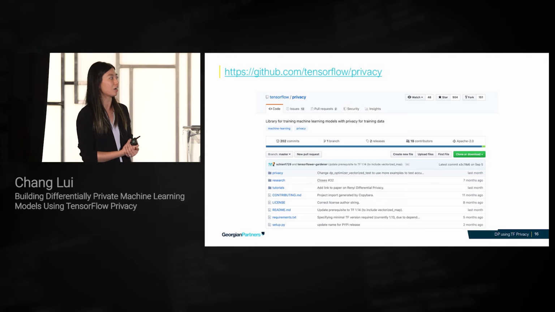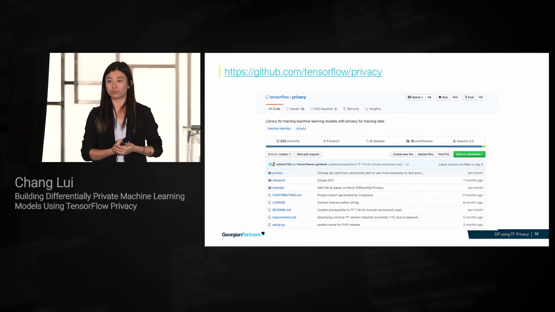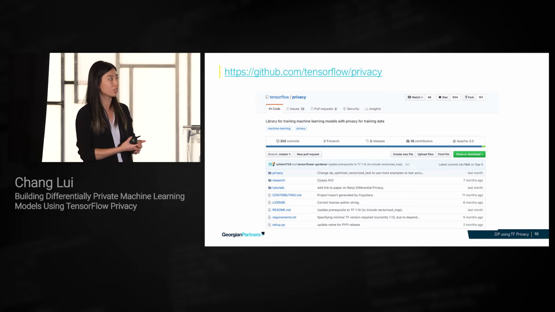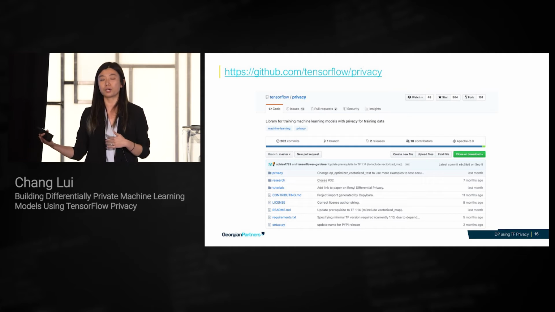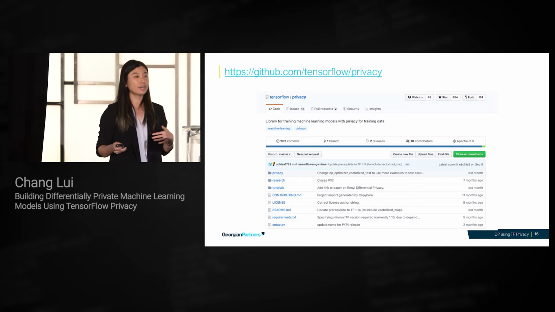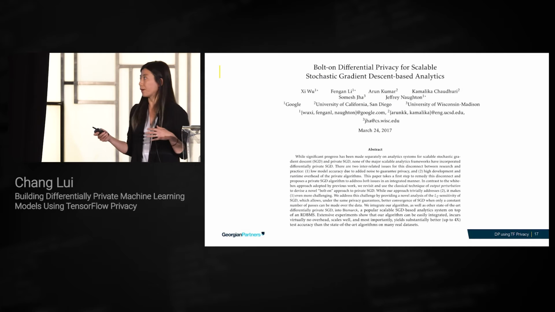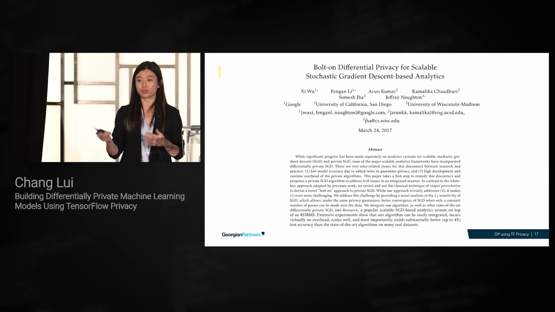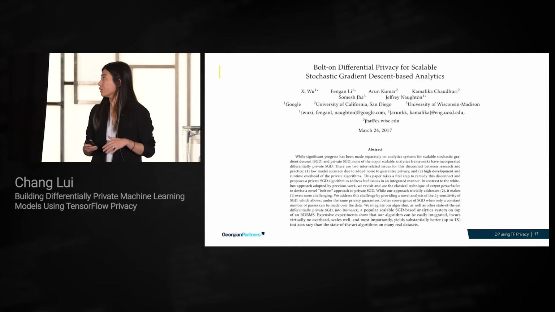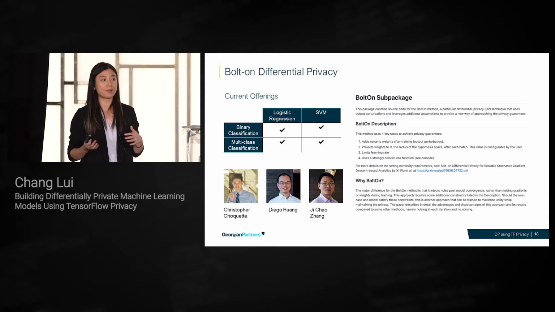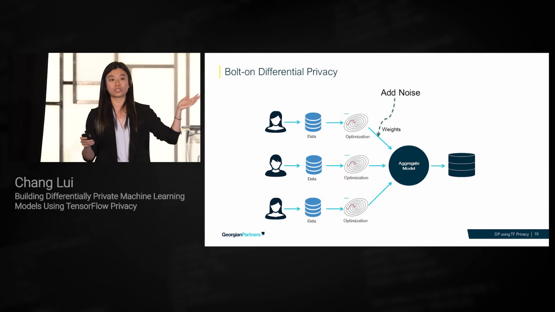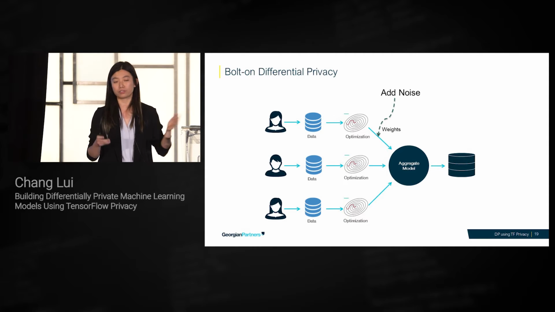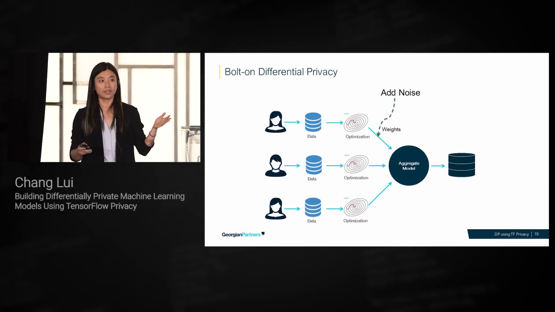There are multiple algorithms within this privacy package that will apply differential privacy at different stages of your machine learning models. For today, I'm quickly going to focus on this bolt-on differential privacy package. If you remember this graph from before, the bolt-on sub-package adds noise to the weights, compared to the other algorithms.